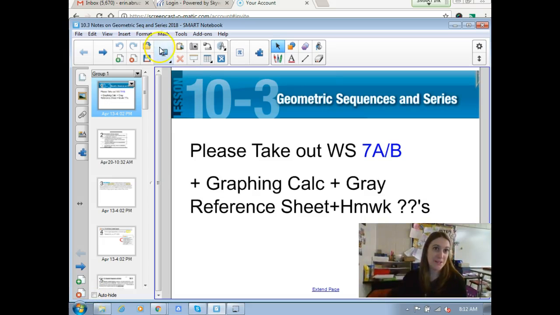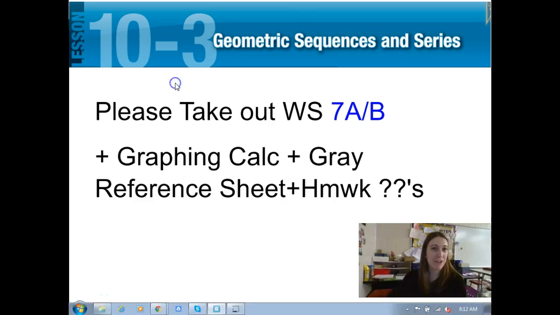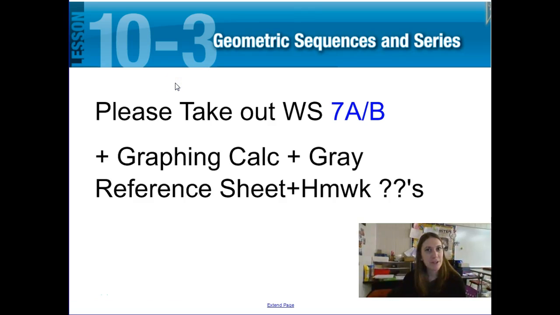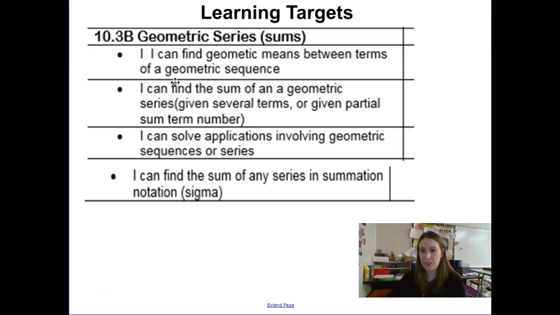Our lesson 10.3 is going to bring back the older topic of geometric sequences, and then we're going to extend that to geometric series today as well. And we're going to have some application questions coming up. Now, I don't want to get anyone excited, but I think this might be our last lesson. Well, it's definitely the last lesson in the unit, and then we have a little mini unit on limits coming up, and then we're done.